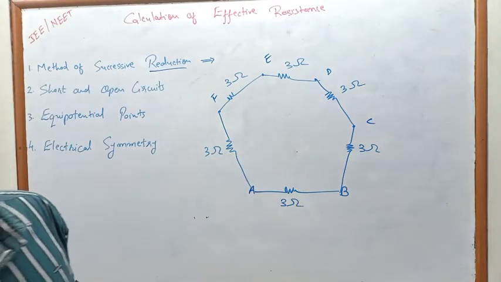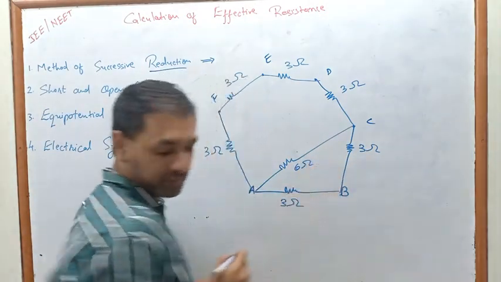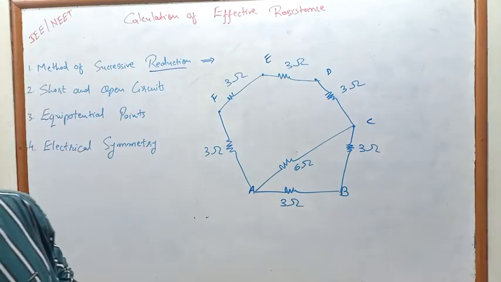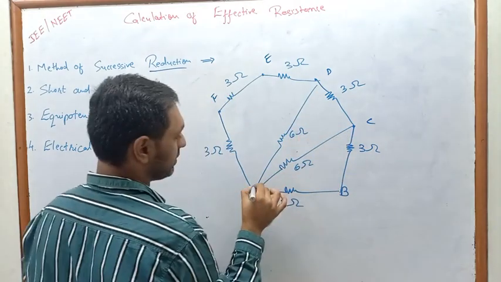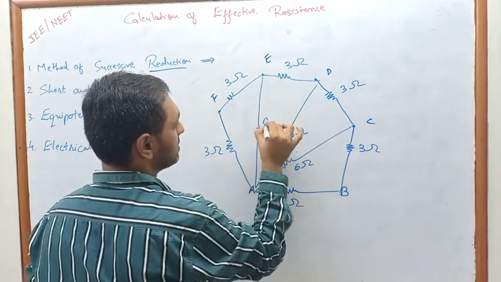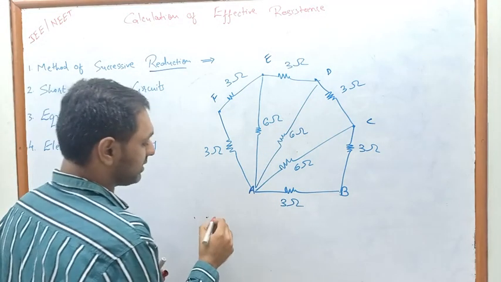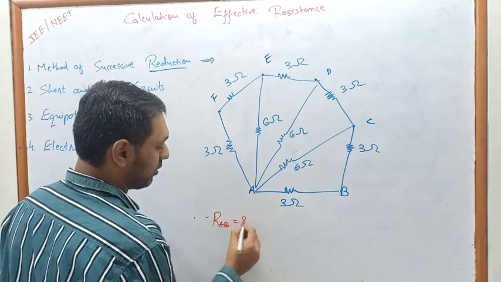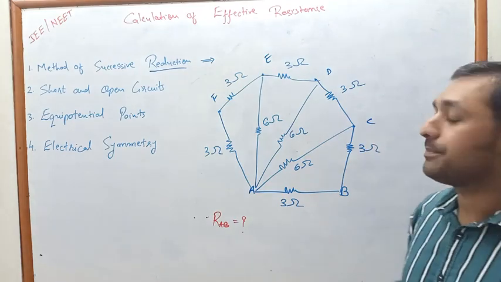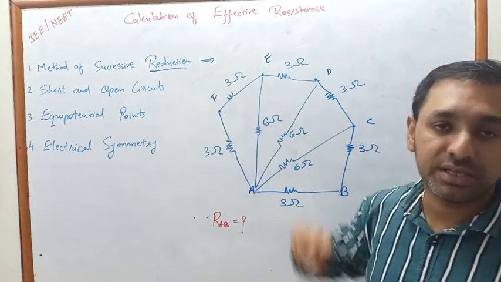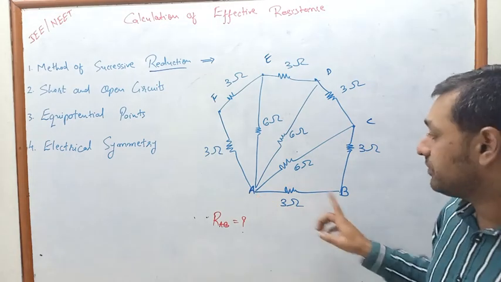But from A to C, here we are given 6 ohm resistance, then 6 ohm over here, 6 ohm, and another 6 ohm. What you have to find is the effective resistance R between points A and B. So in such a problem we can use the method of successive reduction. We have to find the equivalent resistance between A and B.